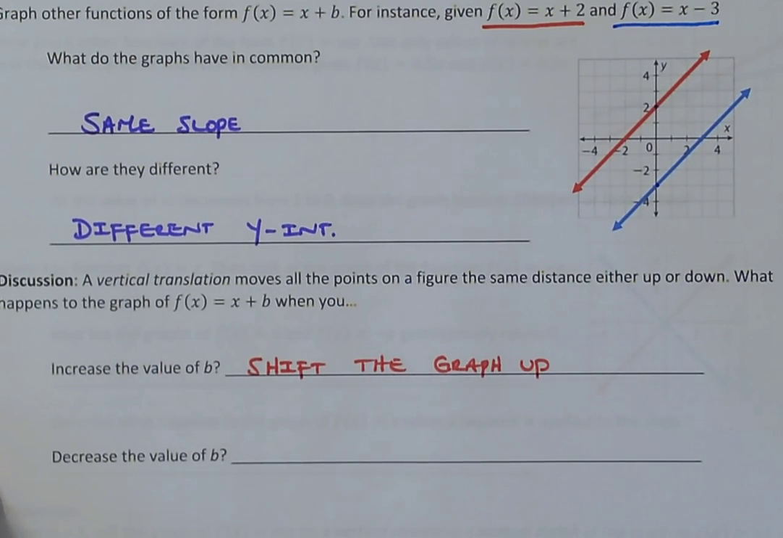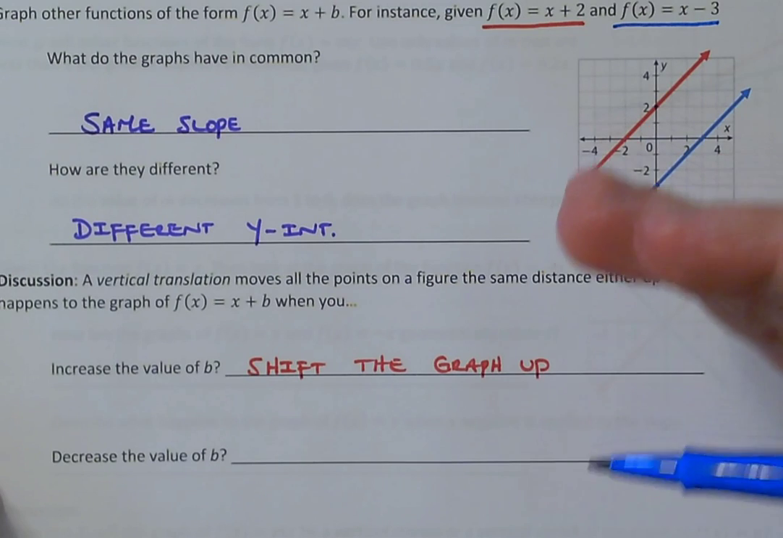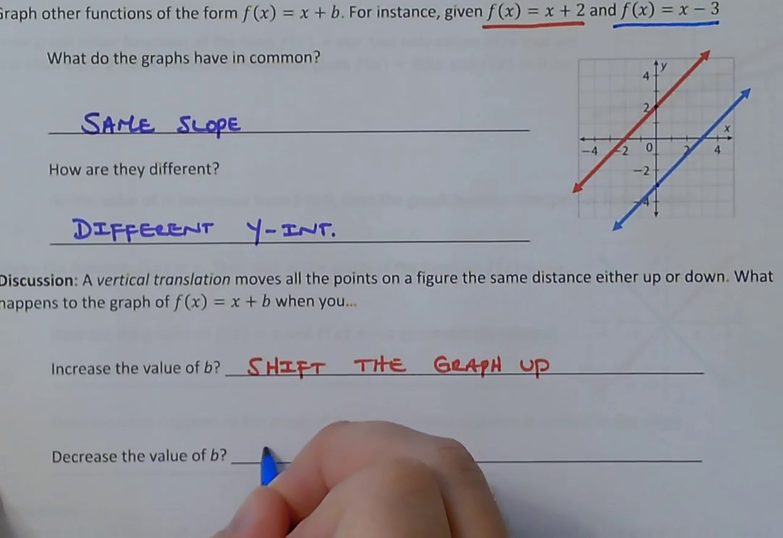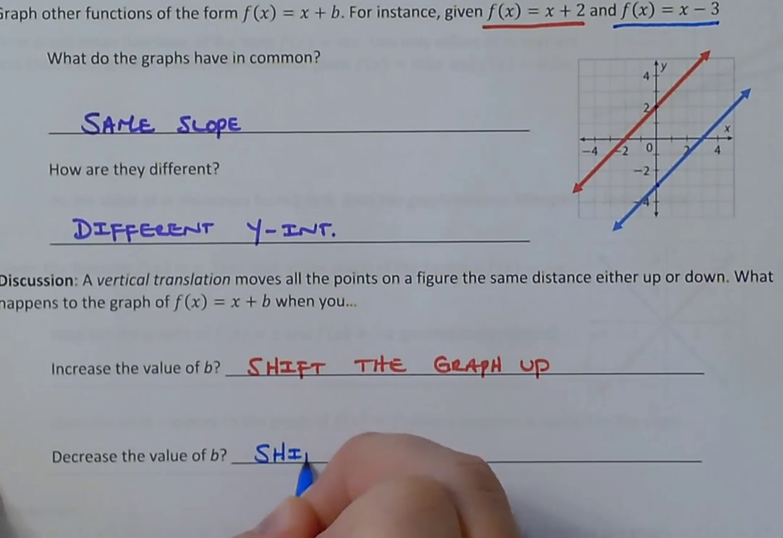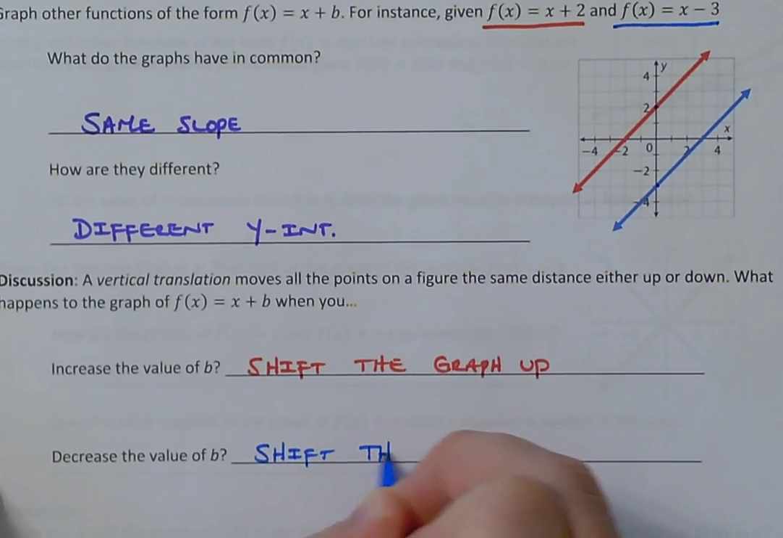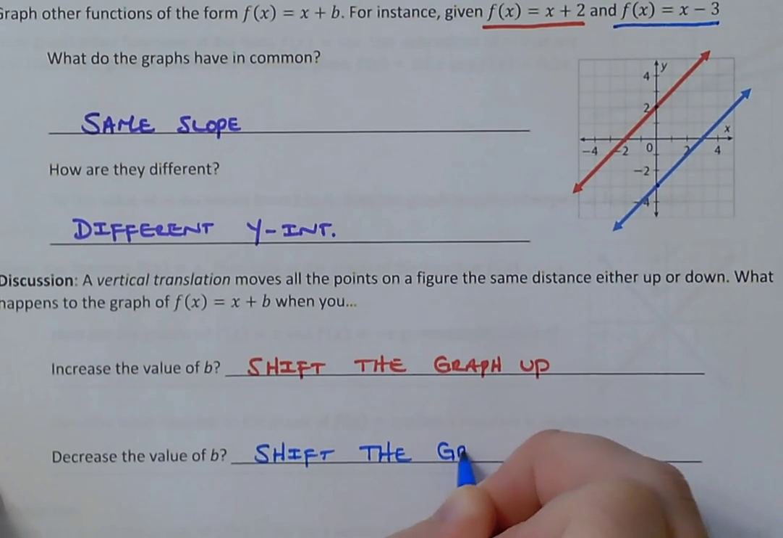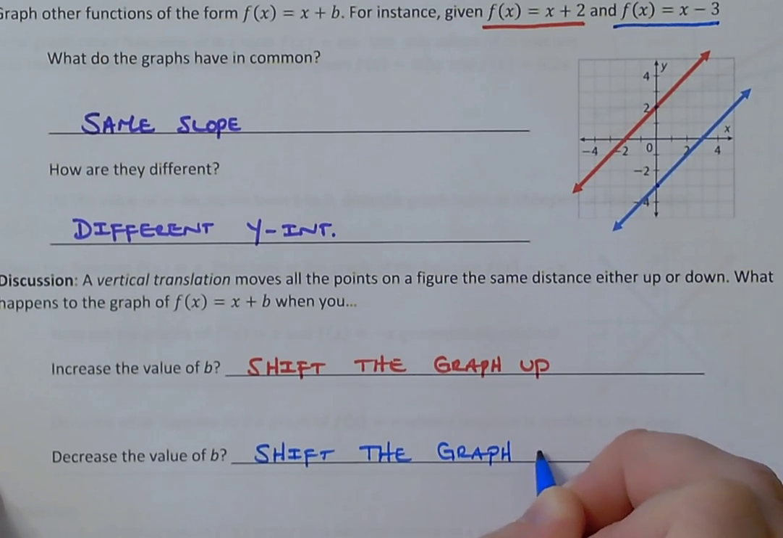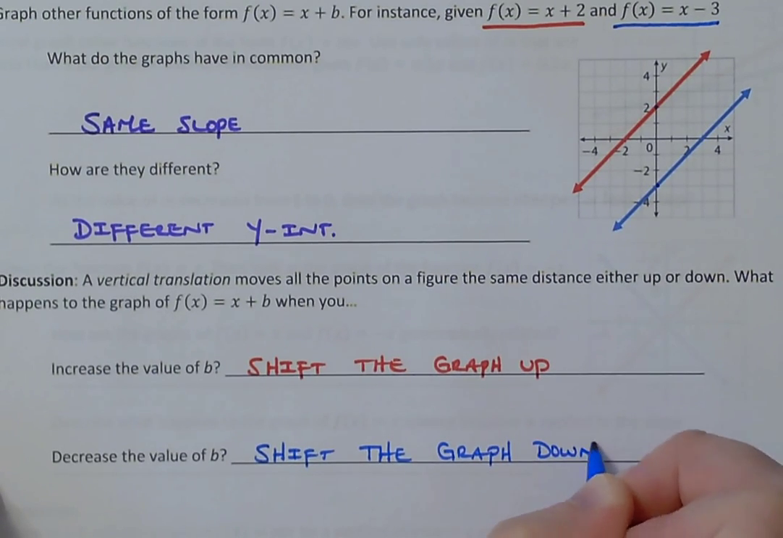And then the next point is going to ask when we decrease the value of b. Decreasing the value of b would be like what we did in the blue line, and that's going to shift the graph down. So anytime that number, like x plus or minus a number, increases, that moves the graph up. Anytime it decreases, it's going to move the graph down. So keep that in mind.